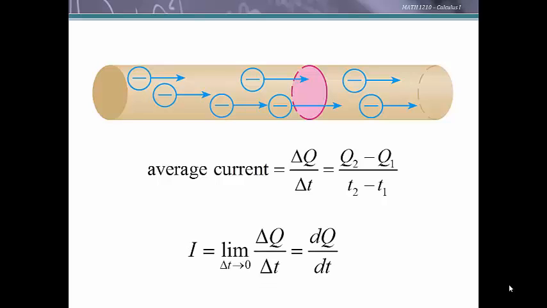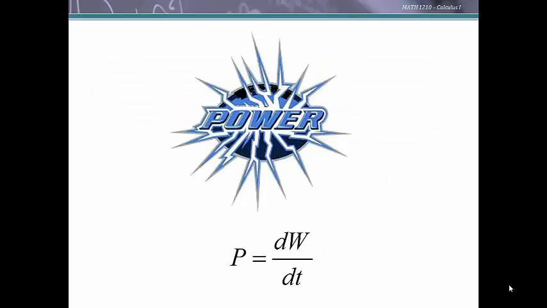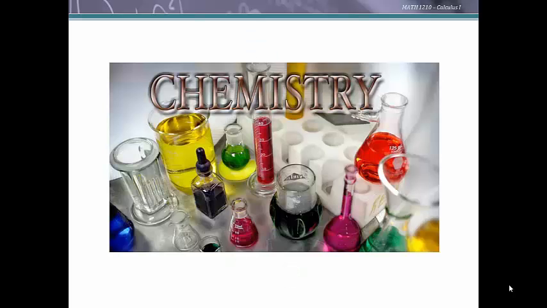If we let the time go to 0, the limit as delta t approaches 0, we have the derivative of charge, and that is current. So current is the rate of change at which the charge flows through a surface. We have power, and power is the derivative with respect to time of work. So just giving some examples where rates of change show up in the different disciplines.